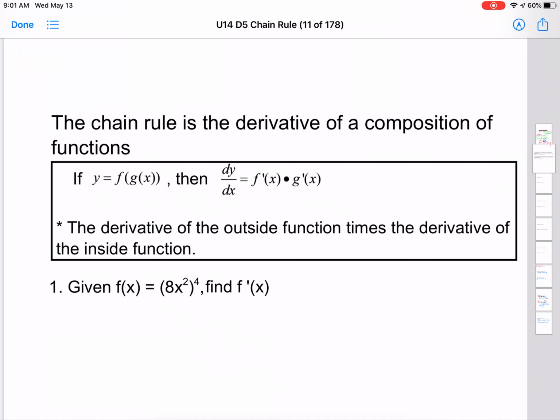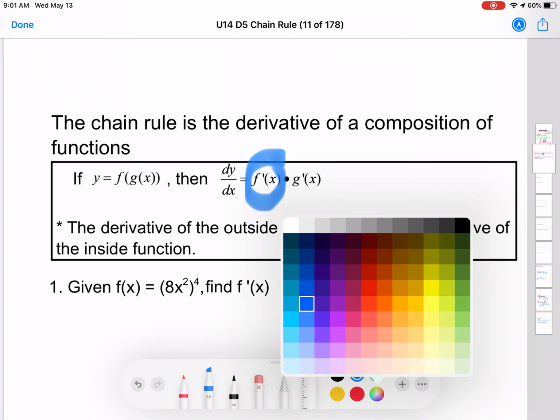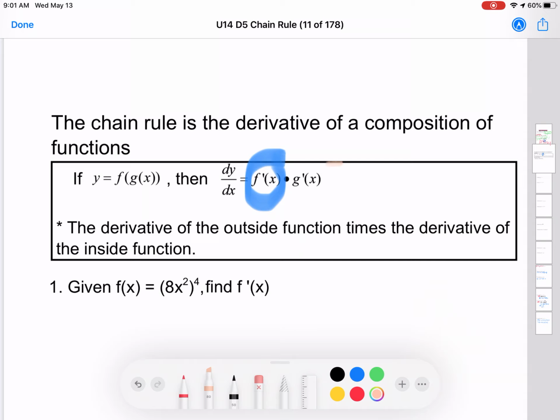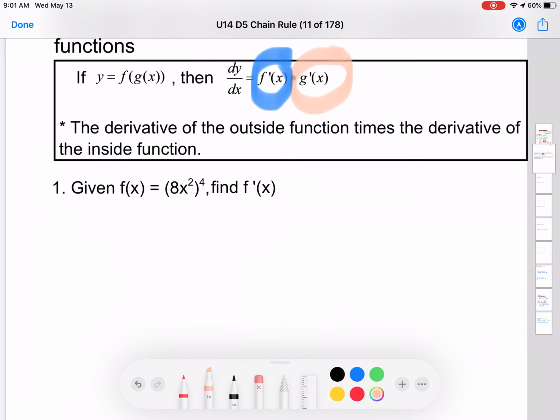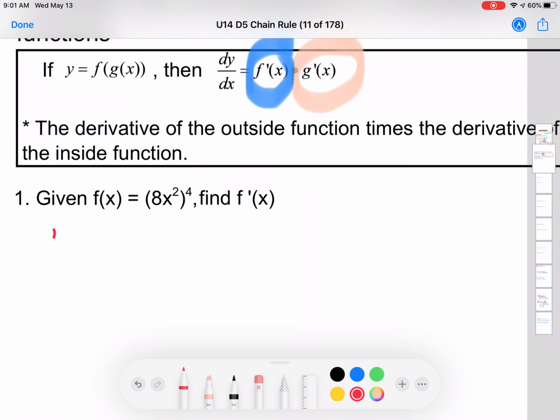It says if y equals f of g of x, then the change in y with respect to x is equal to the derivative of the outside function, that's what this is, the derivative of the outside function times the derivative of the inside function. Alrighty, so let's give it a shot. Okay, so here we go, little chain rule.